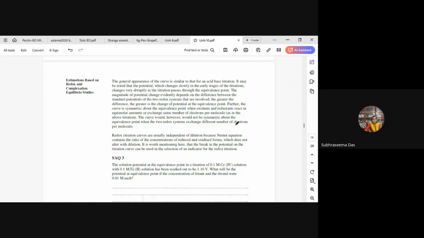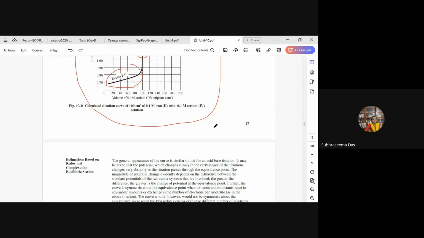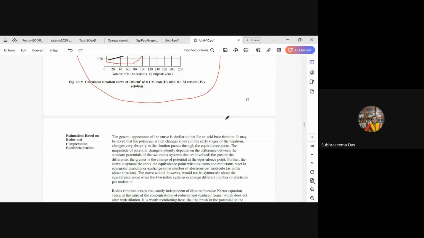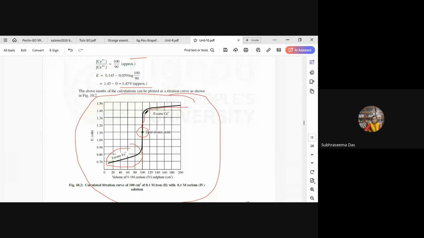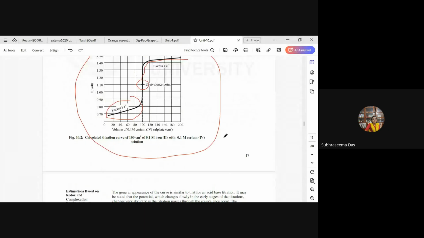Now we can see that the general appearance of this curve is similar to that of any acid-base titration. So this looks similar to the titration curves obtained by pH titrimetry or conductimetry. It can be noted that the potential, which changes slowly in the early stages, changes very abruptly. After the equivalence point is reached, the change is very prominent.